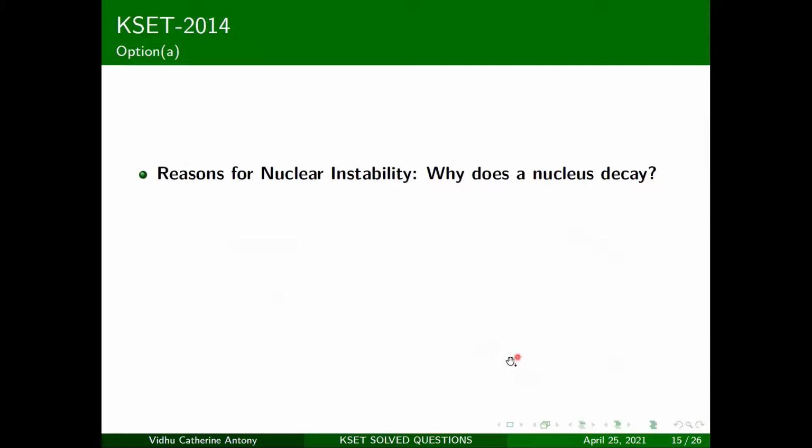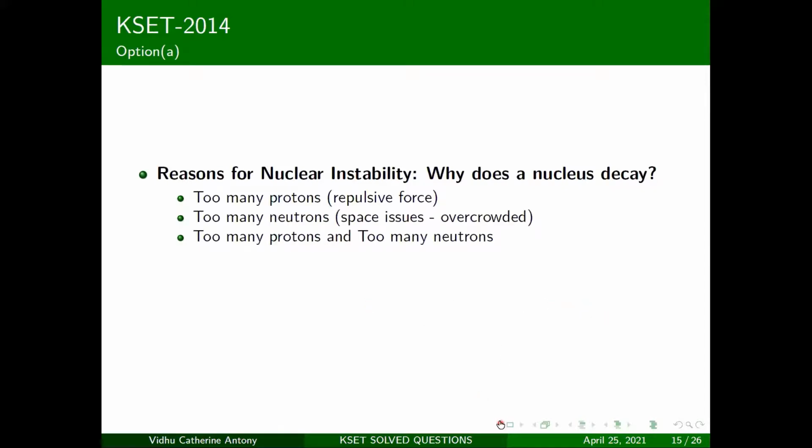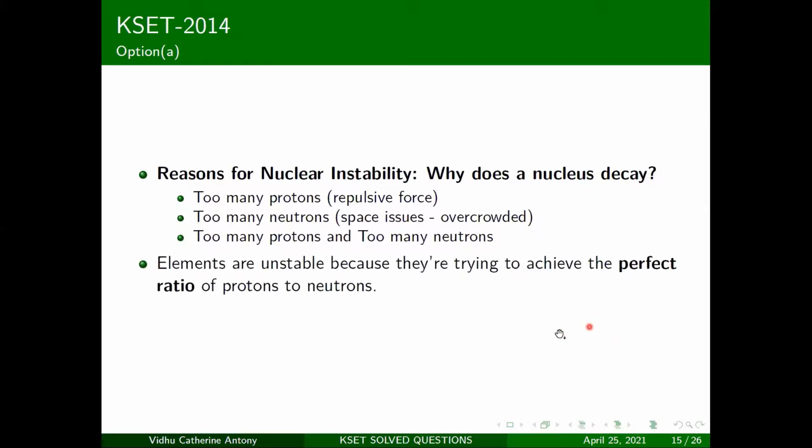Here are the reasons why there's nuclear instability and why a nucleus decays to go to the most stable form. Either there are too many protons: if there are too many protons in a small space, they're going to repel each other. The other is that there are too many neutrons, so there are space issues and it's overcrowded, so it's going to try and spit out neutrons. And the other is that there are too many protons and too many neutrons. Both these factors come in and result in nuclear instability.